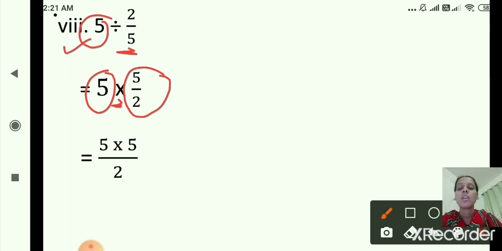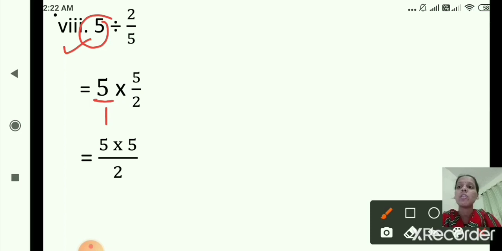Okay, after writing this, now we can do the multiplication, right? So now we'll do the multiplication. Yes, what is there in the numerator here in this number? See, no number here down means there is always 1, right? So what is there in the numerator? 5, and here it is 5.